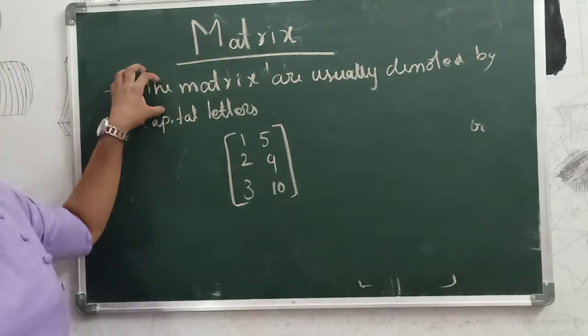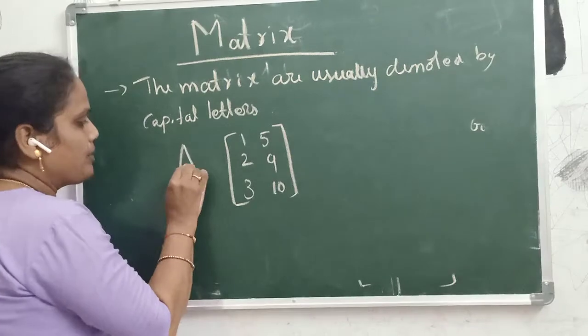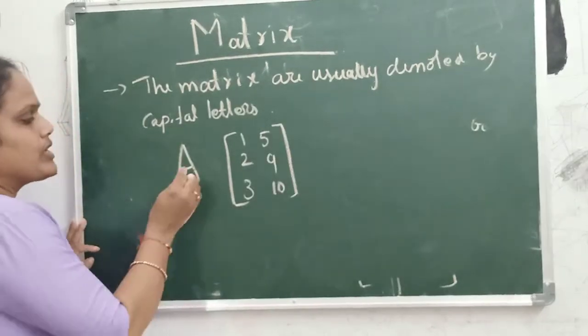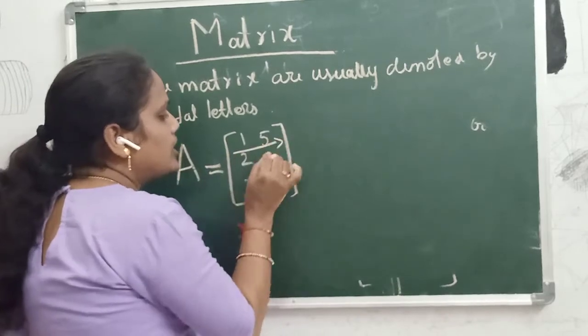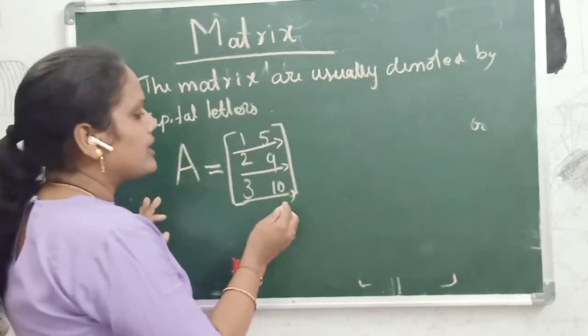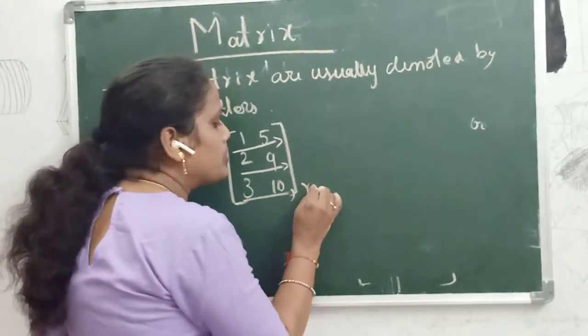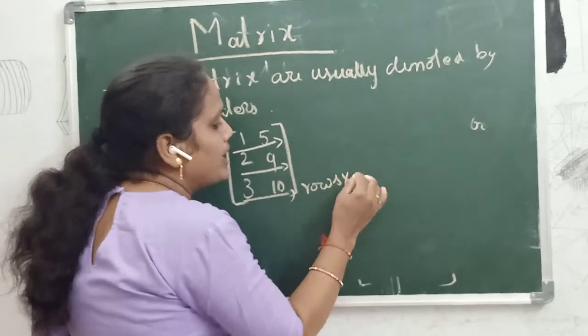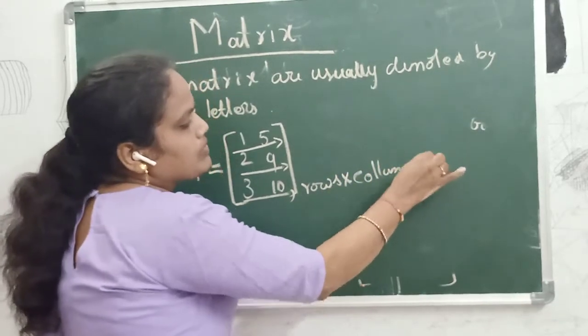A matrix is usually denoted by capital letters: capital A, capital B, capital C or whatever it is. And we can define it as m rows and n columns. First we write the order of the matrix. First we write the rows by columns. Okay, rows by columns.